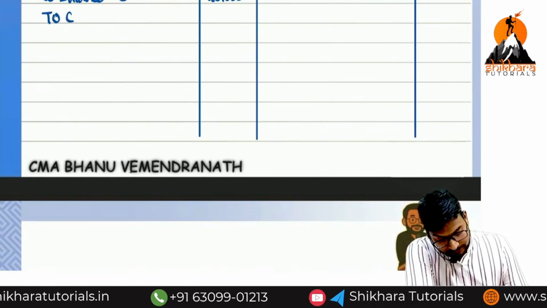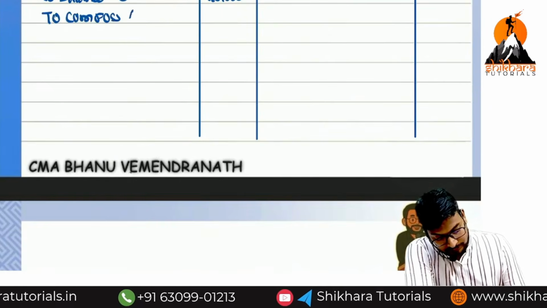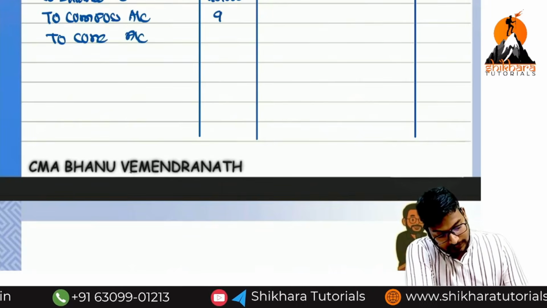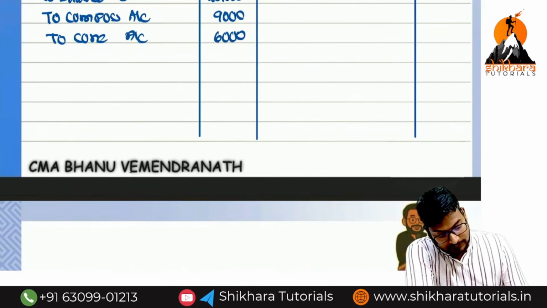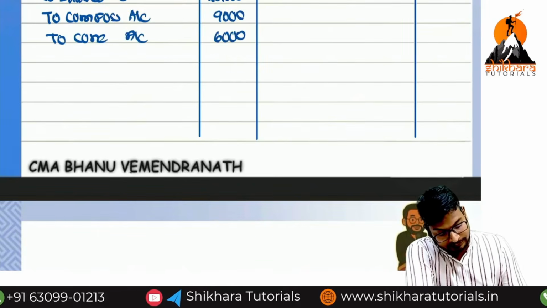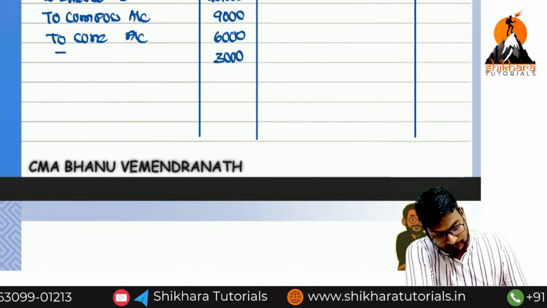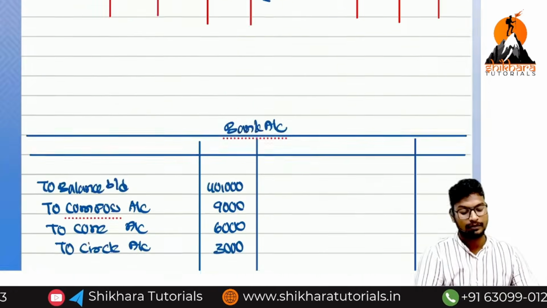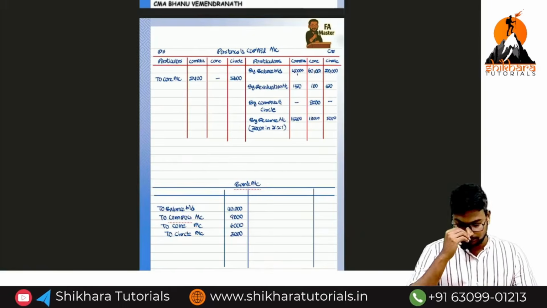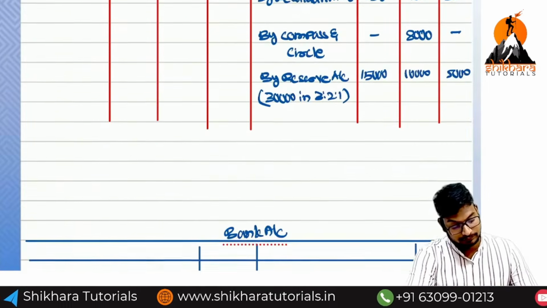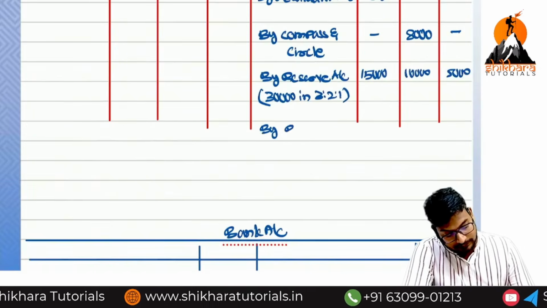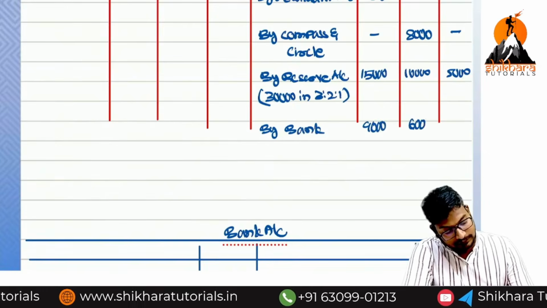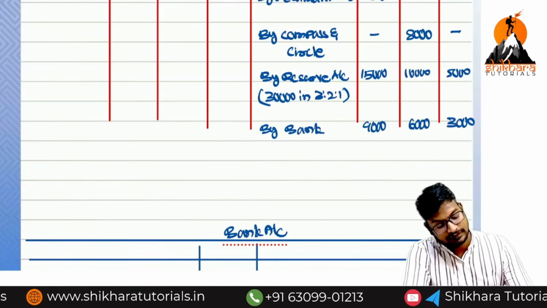To compass, cone, 1,000, 1,000, 3. The partners' capital account, which side? Credit side, by bank 9,000, 1,000. So this is the new point.